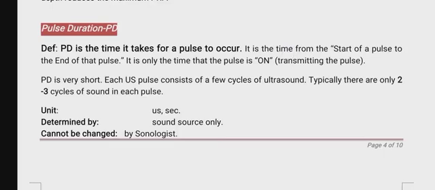So let's look at pulse duration. This is the time it takes for a pulse to occur. Remember, pulse duration PD is the on time. It is the time from the start of a pulse to the end of that pulse. It is only the time that the pulse is on. PD is very short. Each pulse consists of a few cycles of ultrasound. Typically, there are only 2 to 3 cycles of sound in each pulse. In fact, if you put your probe to your ear, you hear tick, tick, tick, tick. So there is a quick succession of pulses. So PD is just when it's on only.